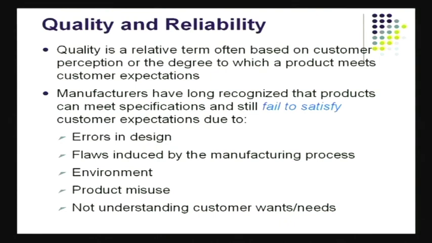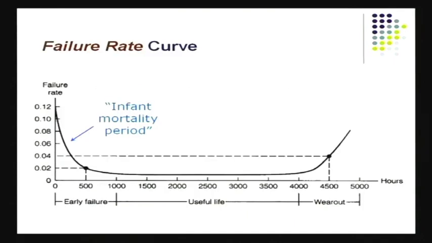So there could be errors in design that could lead to reliability questions. There could be flaws introduced by the manufacturing process. The environment could impact and reduce the reliability of a particular product. A product could be misused, and that would also reduce its reliability. And many times, because we do not completely understand the customer's wants and needs, I could end up with an unreliable product.